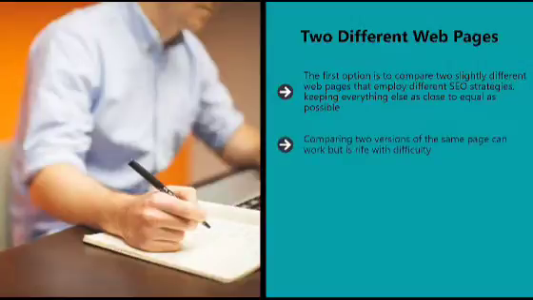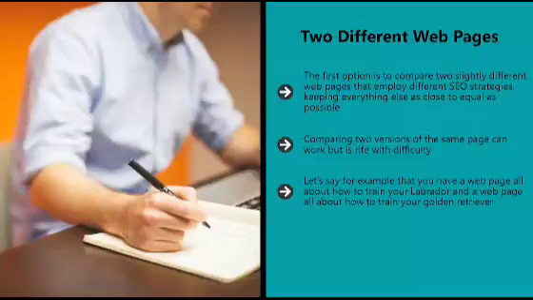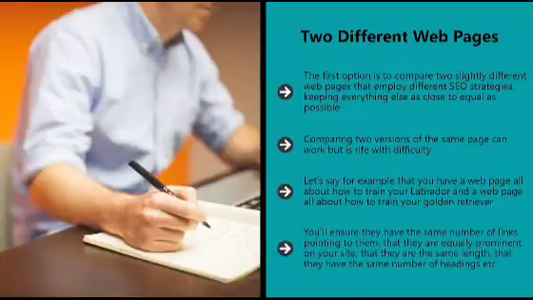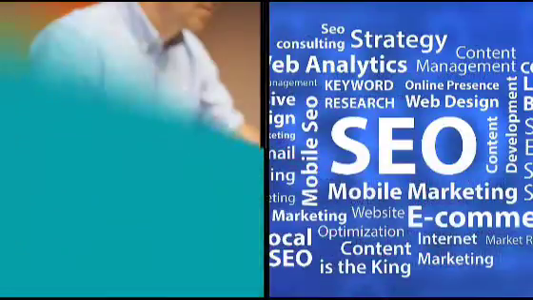Comparing two versions of the same page can work, but it's rife with difficulty. Let's say, for example, that you have a web page all about how to train your Labrador and a web page all about how to train your Golden Retriever. These pages are almost identical in subject matter, and you're going to go out of your way to ensure they are extremely similar in all other ways that count, too. You'll ensure they have the same number of links pointing to them, that they are equally prominent on your site, that they are the same length, that they have the same number of headings, etc.